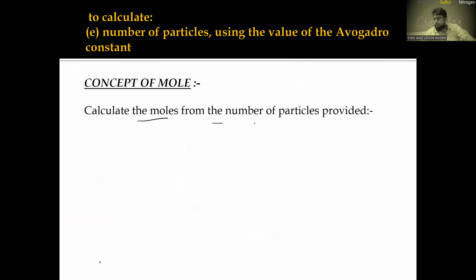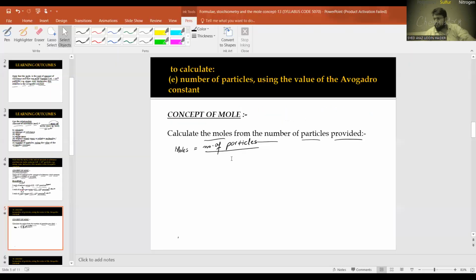Calculate the moles from the number of particles provided. Now I want to calculate the moles from the number of particles provided. The formula will be like this. Moles is equal to number of particles divided by Avogadro number.